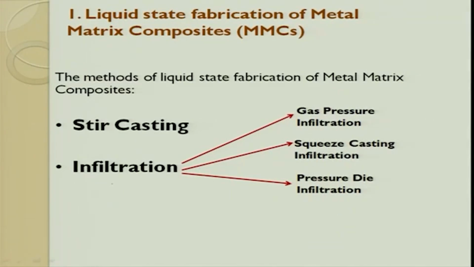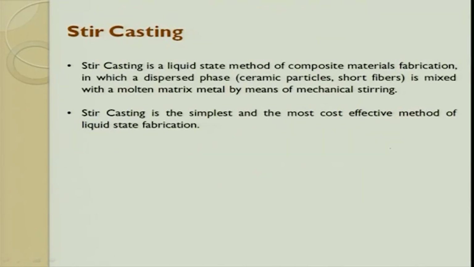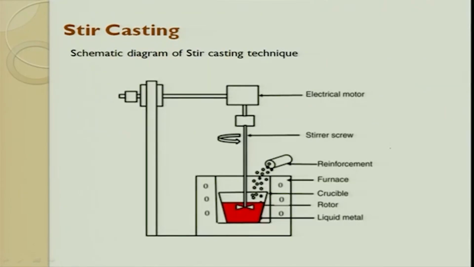So, stir casting and infiltration. In infiltration you can have gas pressure infiltration, pressure die infiltration, and also something called squeeze casting infiltration. We will see these processes one by one. First is the stir casting process. This is the basic process, and the majority of researchers who work on metal matrix composites for various applications use the stir casting process.